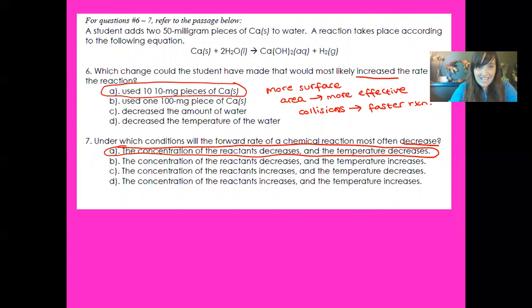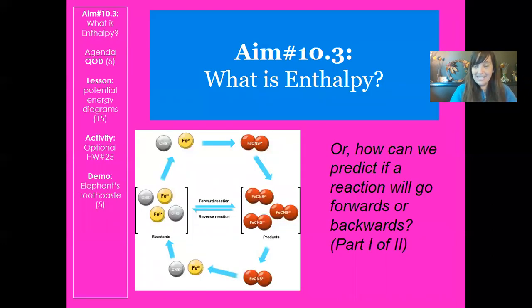Great. Okay, so today's aim is 10.3. What is enthalpy? Or how can we predict if a reaction will go forwards or backwards? Part 1 of 2.